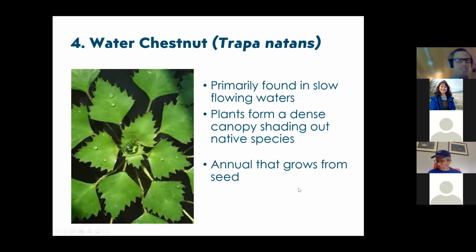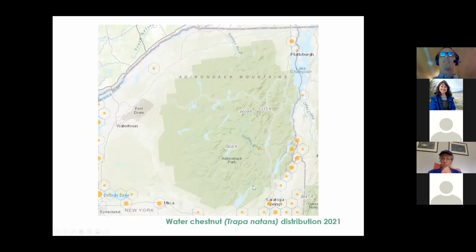One that's very easy to identify is water chestnut. This is primarily found in slow-moving waters, and it is a floating plant that grows on the surface and makes these dense canopies that can really shade out native species. It is an annual that grows from a seed.